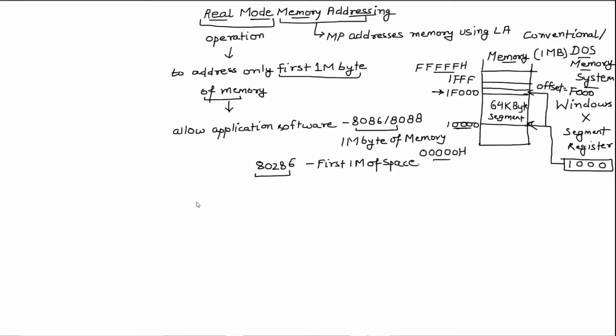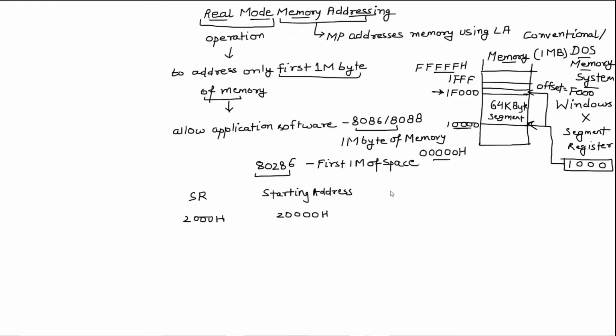Now let's say that the value of a segment register is 2000H. H means hexadecimal. So what will be the starting address of this segment? We will append 0h in front of this value. So we will get 20,000H as the starting address.